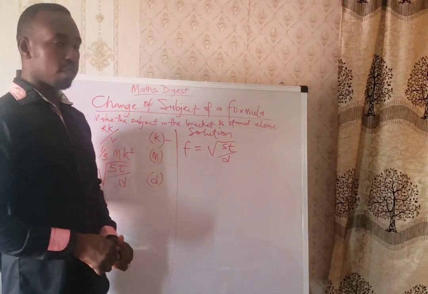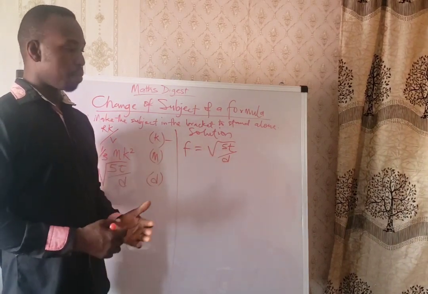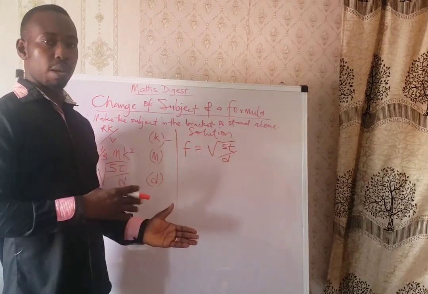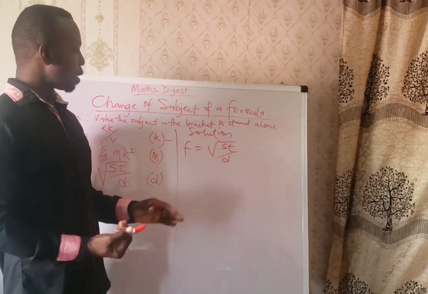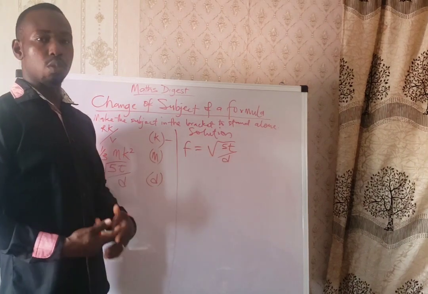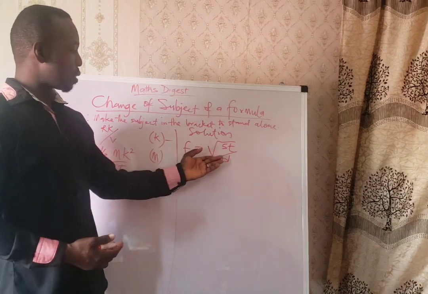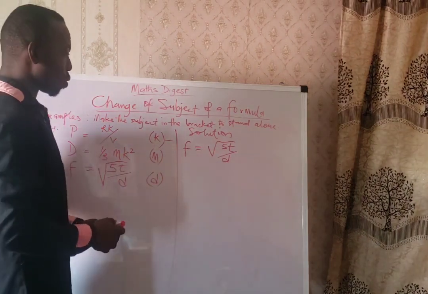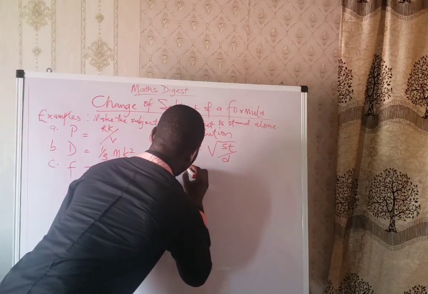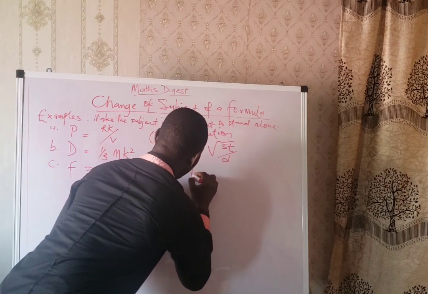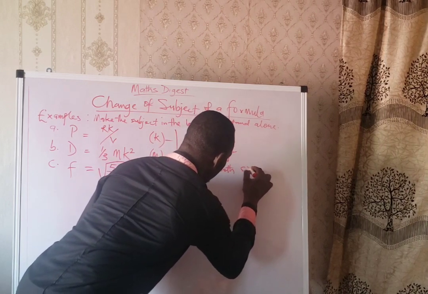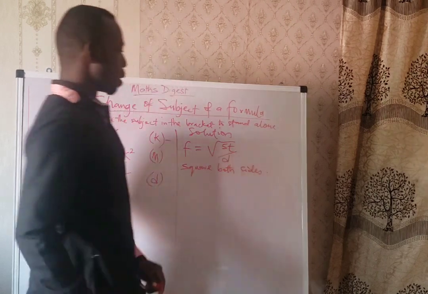Remember, when we see division, we multiply. When we see multiplication, we divide. Now for square root, when we see square root, we square. When you square both sides, it will eliminate the square root. So quickly, what we do is we say, square both sides.